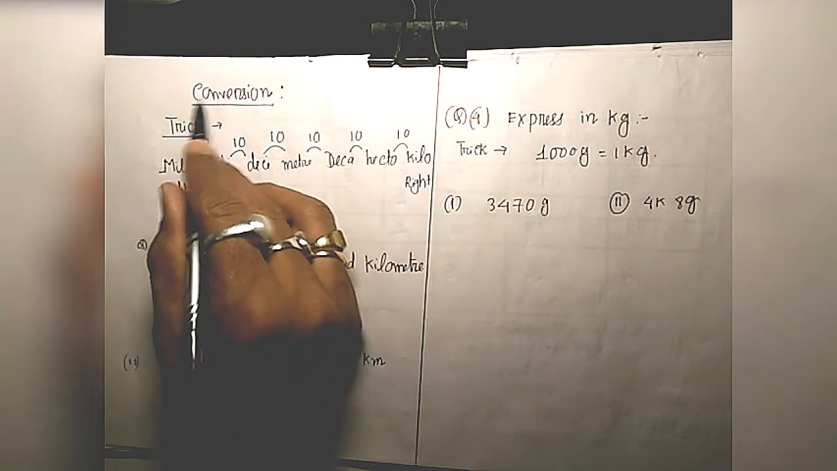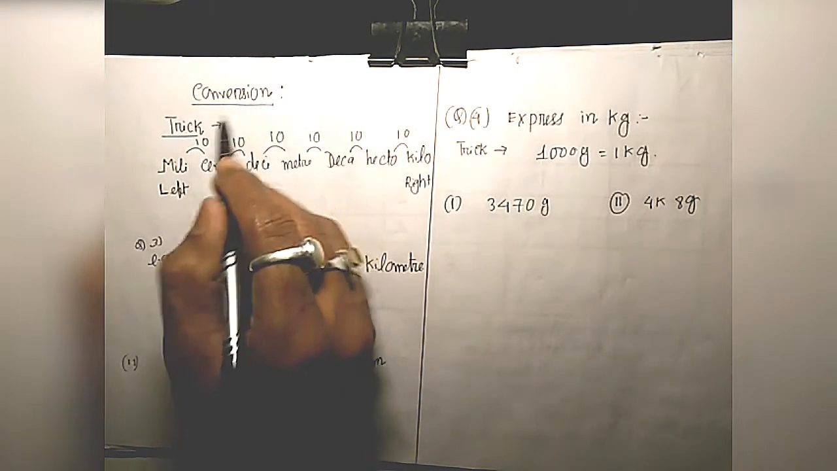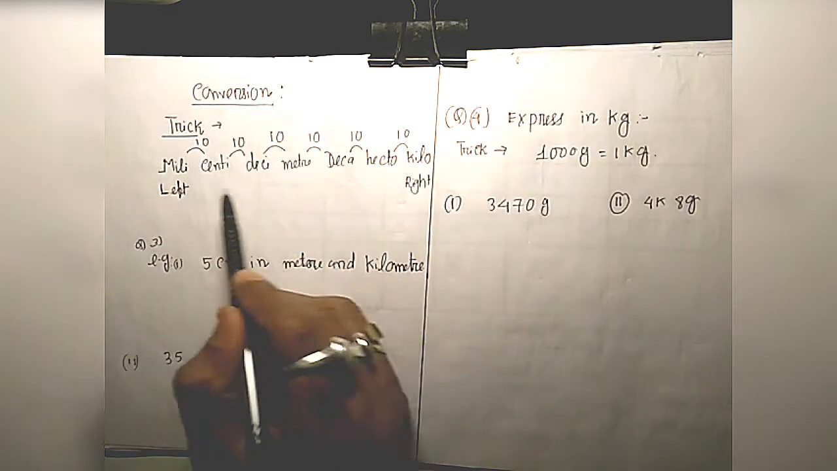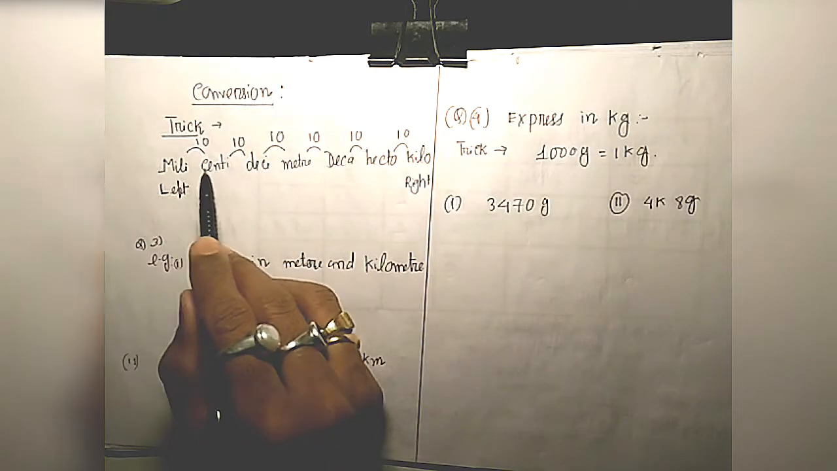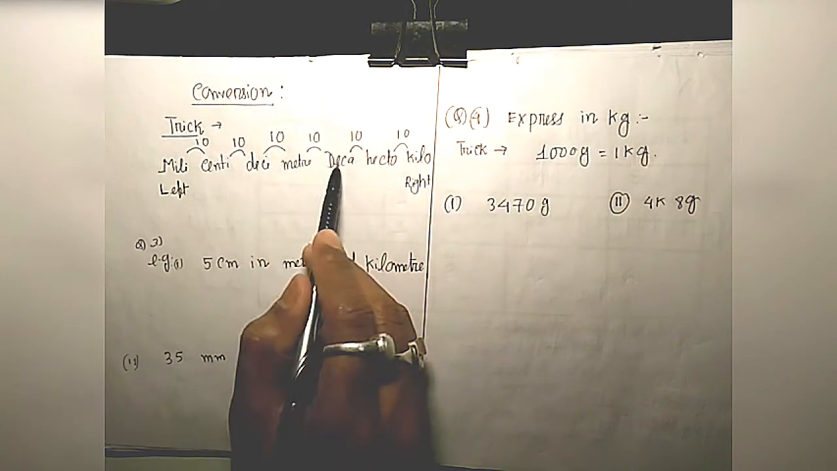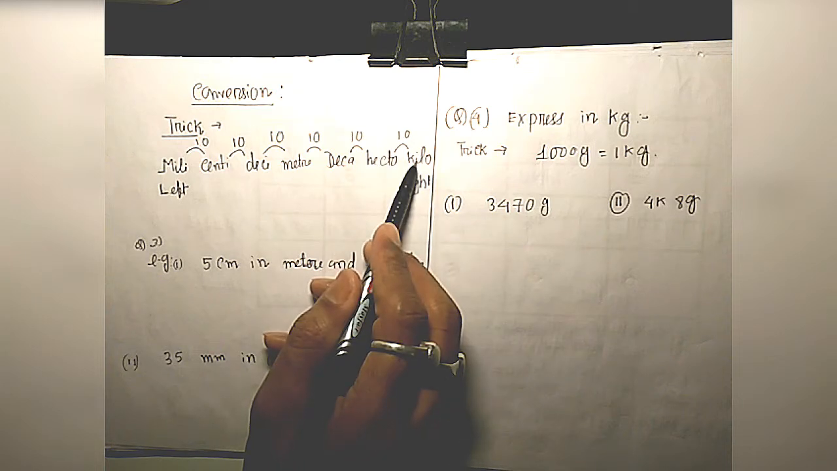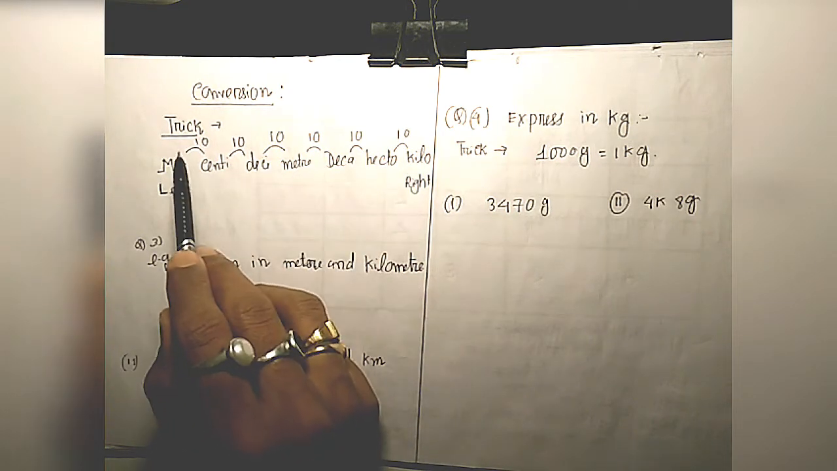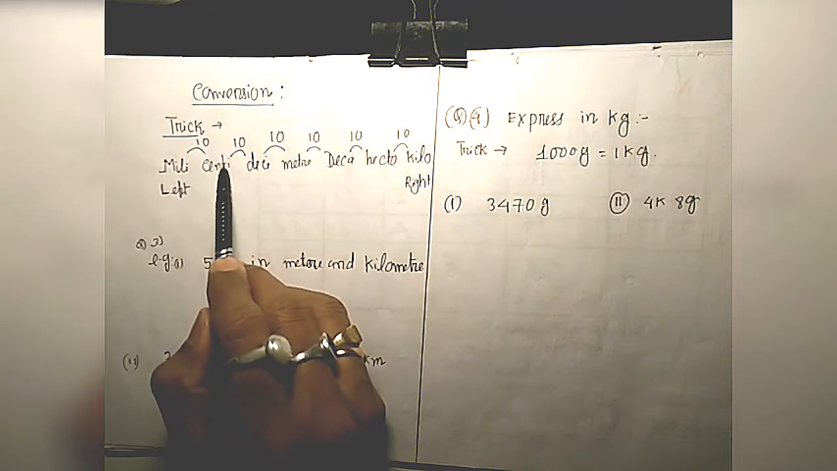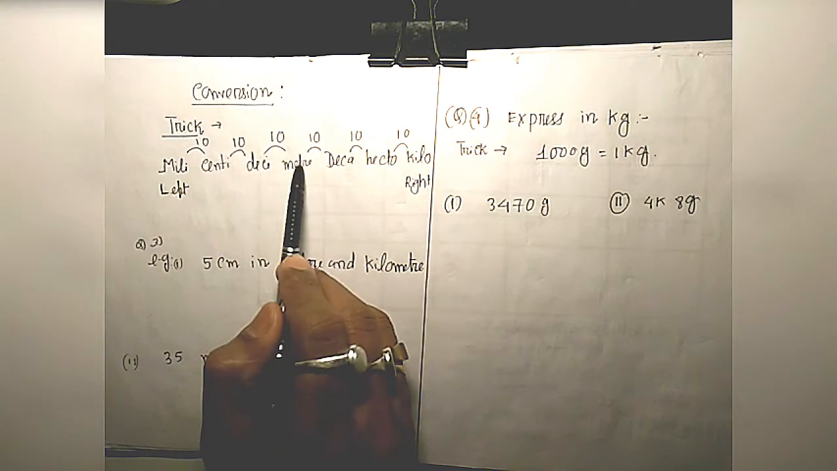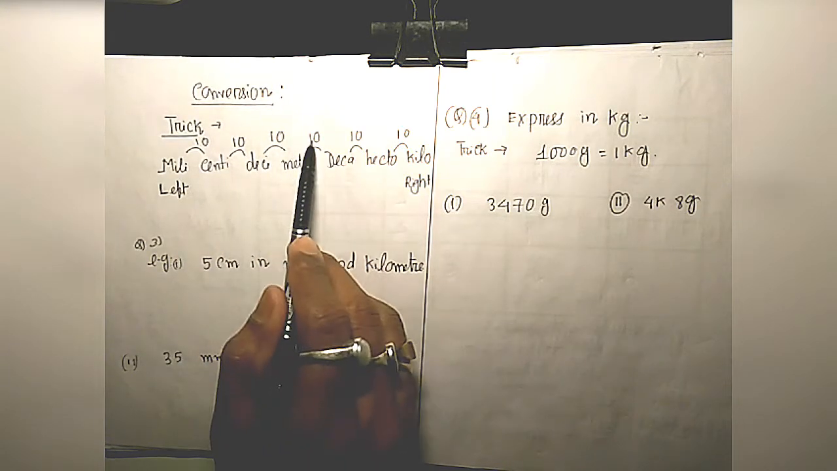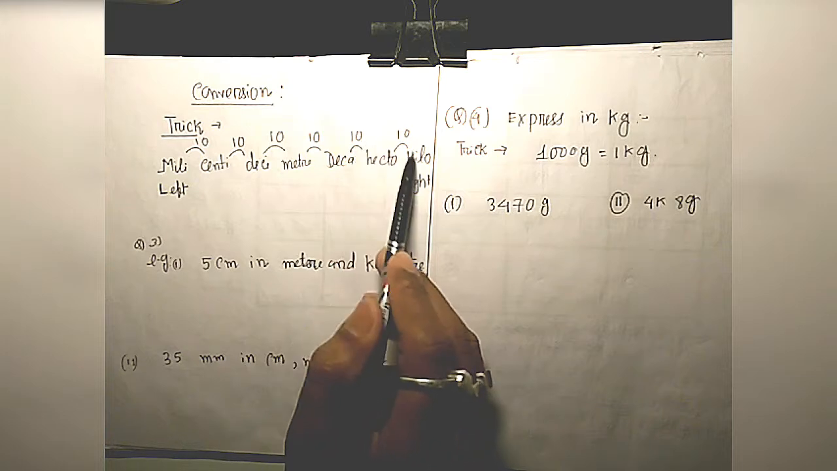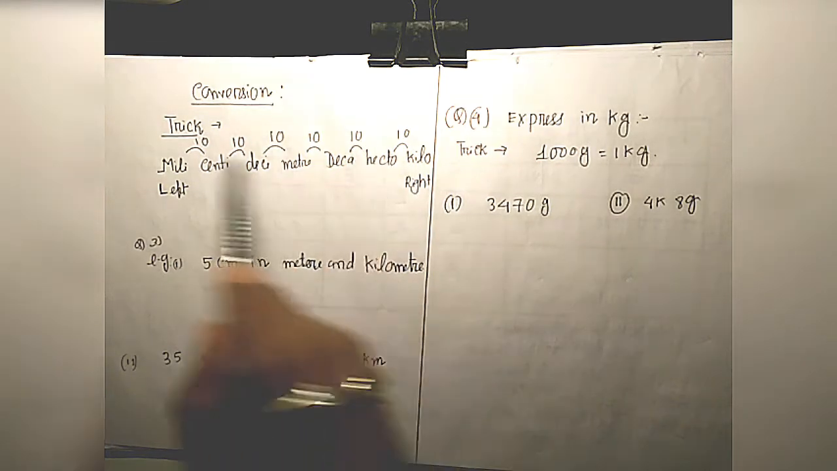So it's conversion. So what is the trick here? In class 6 we have already learned this conversion. So it's milli, centi, deci, meter, deca, hecto, kilo. So what is the gap? Milli to centi 10, centi to deci 10, deci to meter 10, meter to deca 10, deca to hecto 10, and hecto to kilo 10.